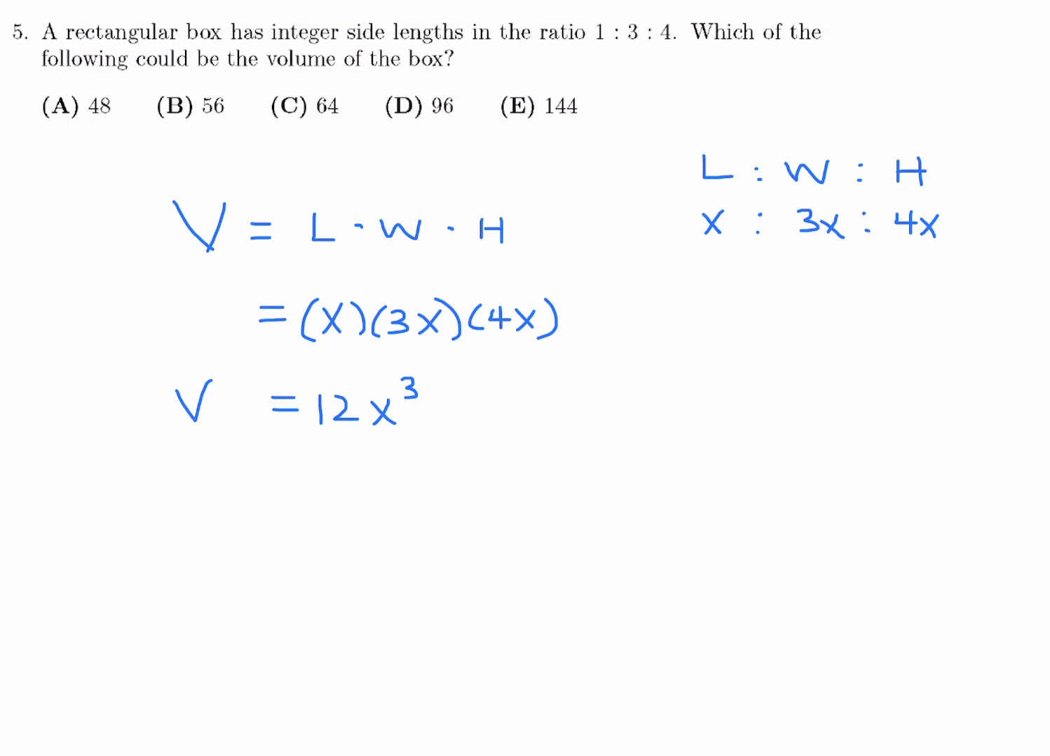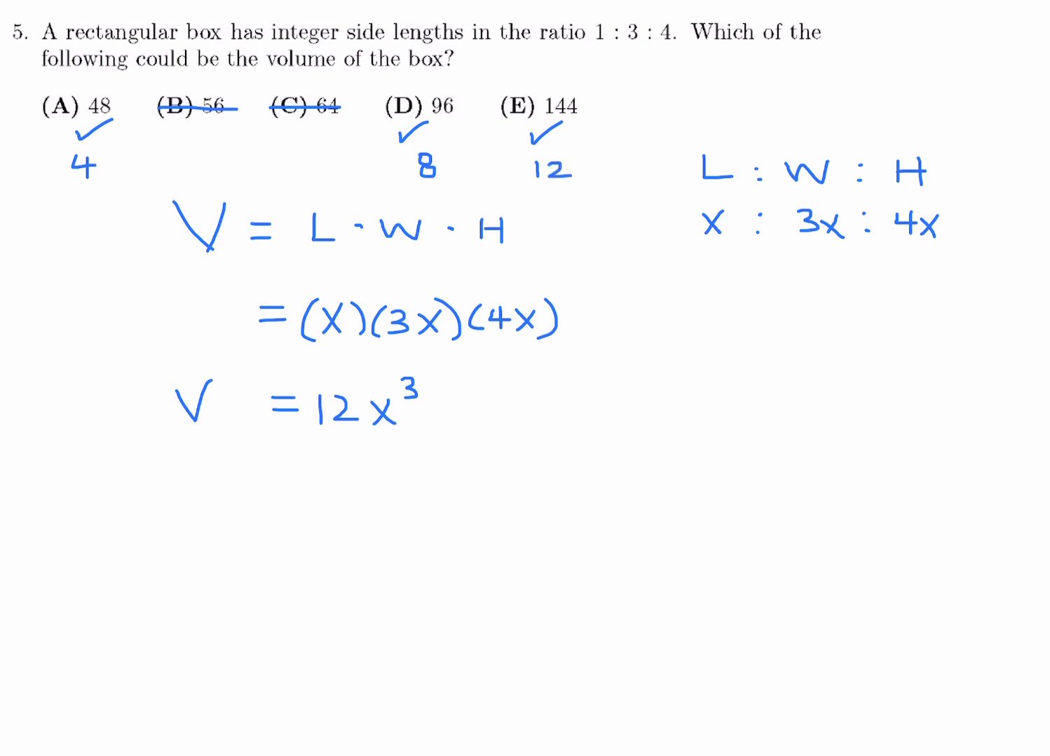Well, A is, B is not, C is not, D is, and so is E. Okay, we eliminated 3. Now when we divide through by 12, what do we get? Here we get 4. If we divide by 12, here we would get 8. And 144 divided by 12 is 12.